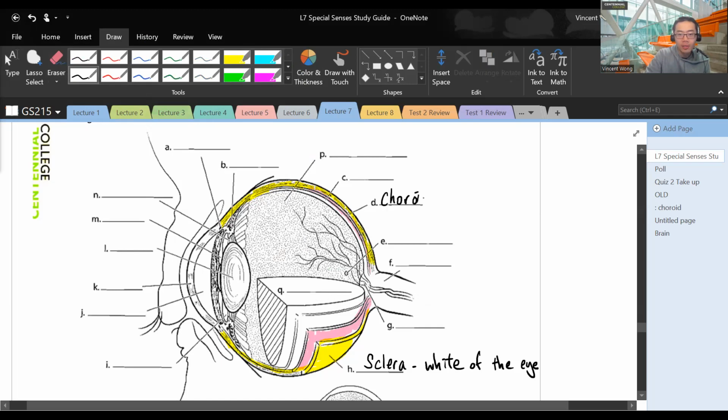It's the same word as the choroid plexus. And remember, choroid just means a vascularized layer, so it contains blood vessels that will help nourish the eyeballs. Eyeballs are alive. They need the cells there. They need nutrients. So that's the choroid.